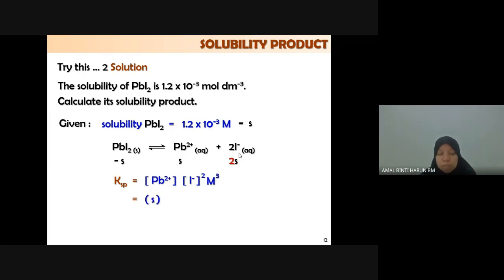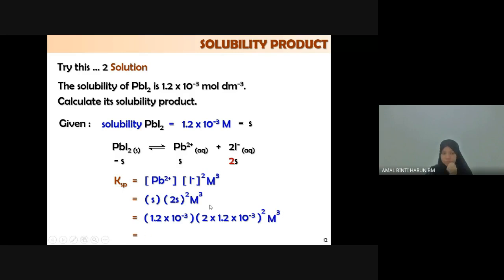So after that, we substitute the concentration into the KSP expression. Macam mana kita boleh dapat S dia 1.2 exponent negative 3? Kalau dia kata solubility, maksudnya dekat sini pun solubility. Okay, so solubility dia 1.2 exponent negative 3. So you substitute lah S ni berapa to S square berapa. So final answer is 6.1 exponent negative 9 without unit.